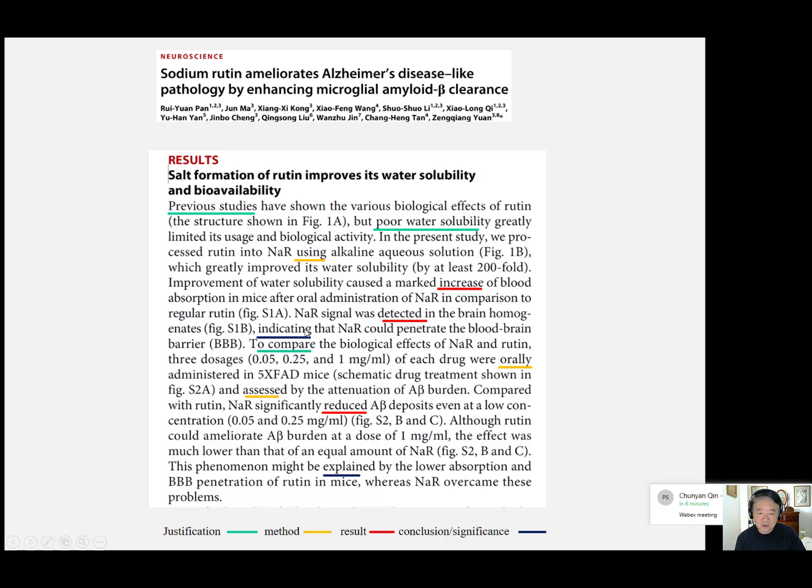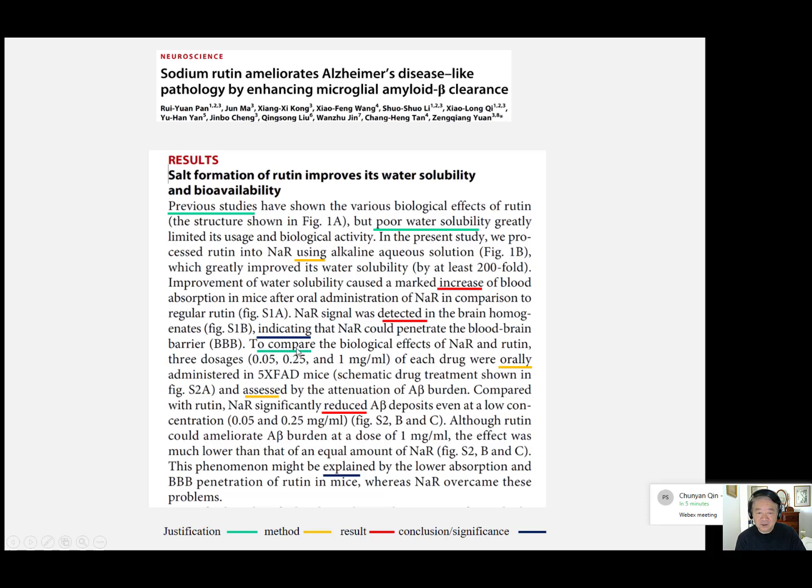Therefore, indicating is a conclusion or the significance. So this is not a result. Indicating could penetrate, and they didn't measure the penetration, but it's indicating. Therefore, this is not really the results. It's the significance. Then you say here, come to here, this sentence again.